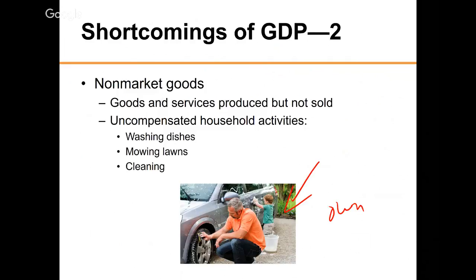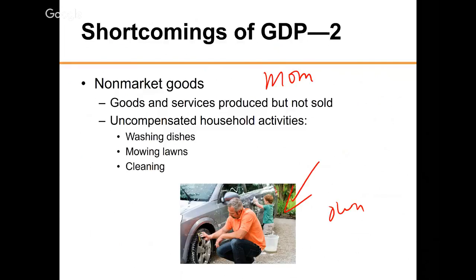So therefore, that's not part of GDP. But if you do this for somebody else, that will be part of GDP. Okay, so non-market activities are being ignored in this GDP calculation, and because of this, I can tell you this: moms are the most underpaid profession in the economy.